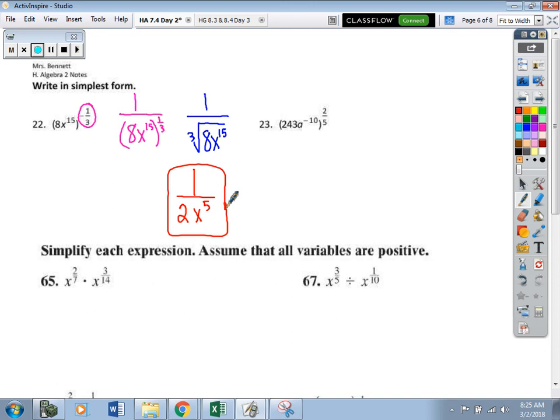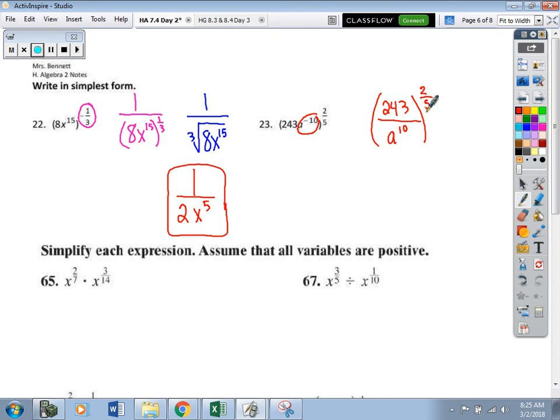Next one, we do have a negative exponent, and it's up to you whether you want to move that first or you want to take the root. Again, I usually move my negatives just because I like to, but that's a personal preference. So I would probably make that 243 all over 8 to the 10th. And then this is all to the 2/5 power still.